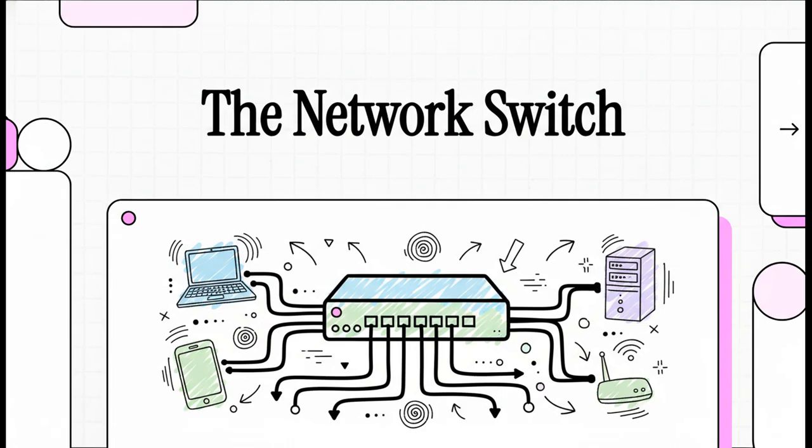Welcome to The Explainer. Today we're talking about the unsung hero of pretty much every network you've ever used, the switch. You know, it's that little box with all the blinking lights that make sure your email actually goes to your boss, and not, well, the entire company. We're going to break down exactly how it works its magic.